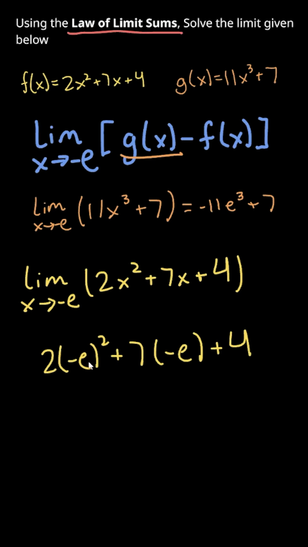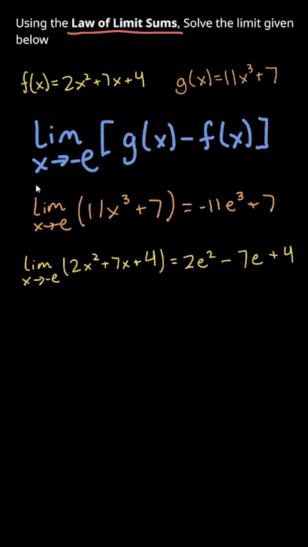And we get 2 times negative e squared plus 7 times negative e plus 4. We can simplify this down a little bit though, since squaring a negative number just yields the positive result. That becomes 2e squared. Instead of plus 7 times negative e, this can be minus 7e plus 4.